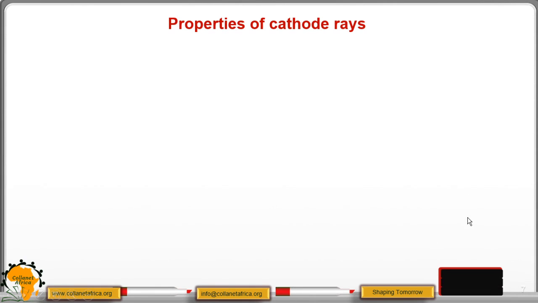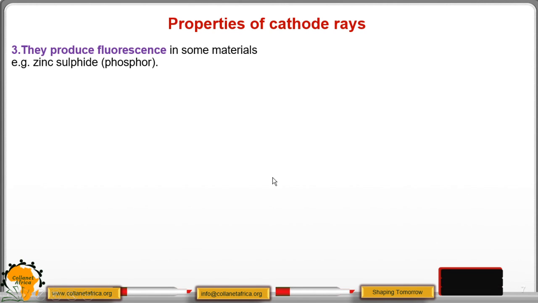From there we move to another property. They produce phosphorescence. In other words, if they fall on certain materials, then that material glows. And in our case, we have what we call zinc sulfide or phosphor. And this is the material that is covering our screen. So that now, when the cathode rays fall on the screen, it glows. And what you observe is that a bright spot is created.